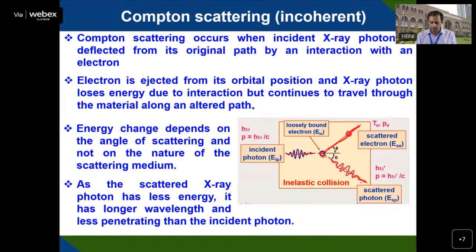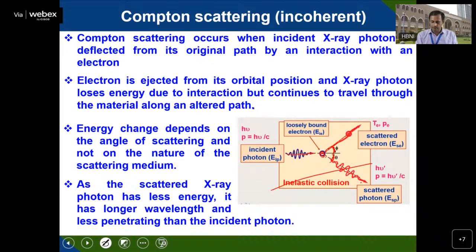The energy change here depends upon the angle of scattering, that is, the angle at which the scattering occurs. This angle theta is the angle of scattering, not the nature of the material. The scattered X-ray photon has less energy, a longer wavelength, and is less penetrating than the incident photon.